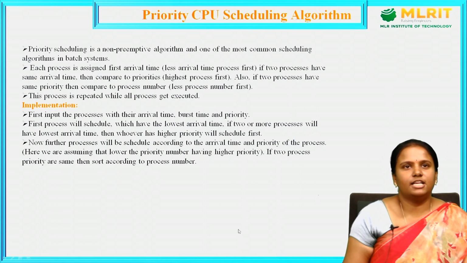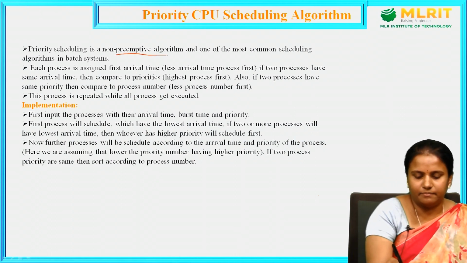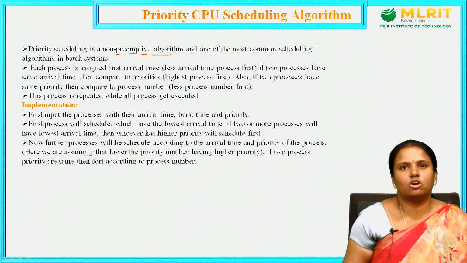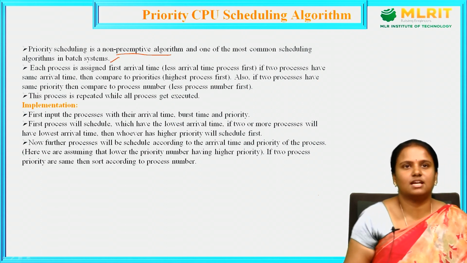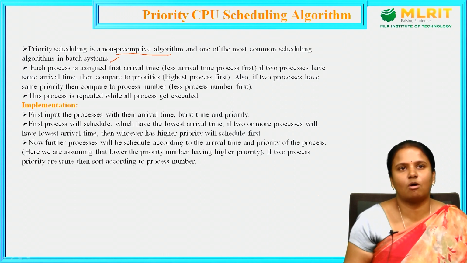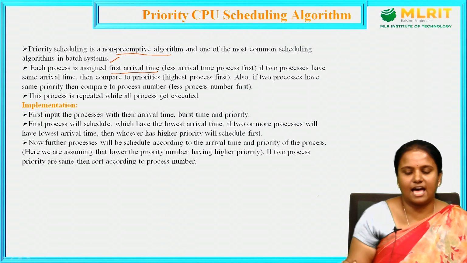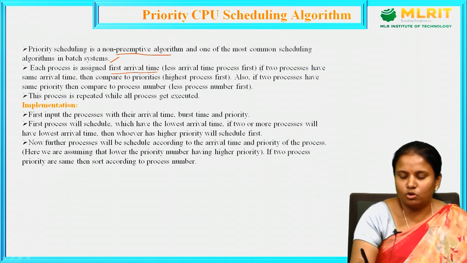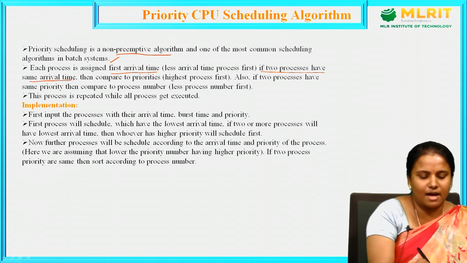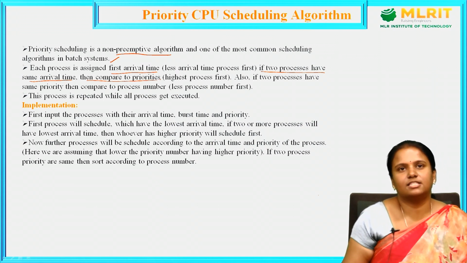Priority CPU scheduling is a non-preemptive algorithm and one of the most common scheduling algorithms in batch systems. Batch systems is one of the types of operating system. Each process arrives with its arrival time, so the process with the lesser arrival time will be executed first. If two processes have the same arrival time, then compare the priorities, with the highest priority process first.